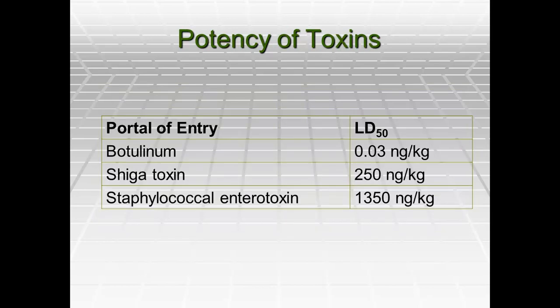Potency of toxins, in terms of LD50. Botulism toxin is 0.03 nanograms per kilogram, Shiga toxin 250 nanograms per kilogram, and Staphylococcus enterotoxin 1350 nanograms per kilogram. Which one of these is more lethal? If you said botulism, you're absolutely correct. We only need 0.03 to kill 50% of the test population.